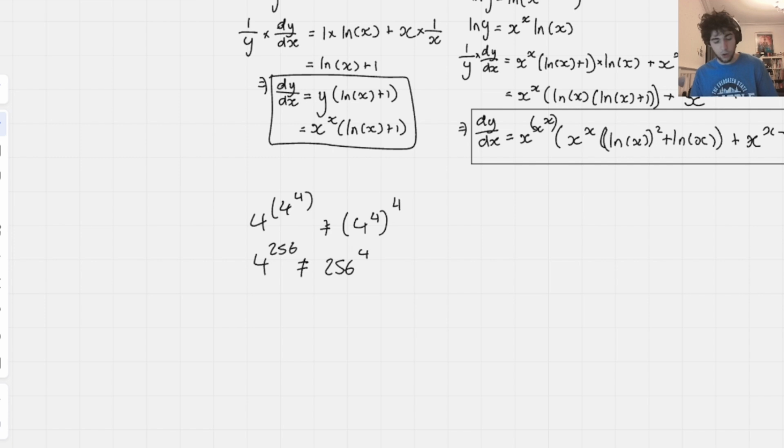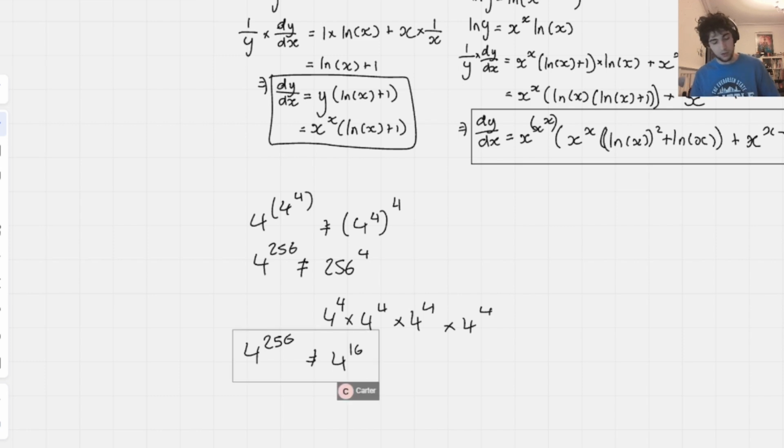Because 4 to the power of 4 to the power of 4 is going to be 4 to the 4 times 4 to the 4 times 4 to the 4 times 4 to the 4, right? So you can just say that's 4 to the 16 because those powers are all going to add up. But you can't do that with this case, because it's 4 to the power of 256. And clearly 4 to the power of 256 is definitely not the same as 4 to the power of 16.